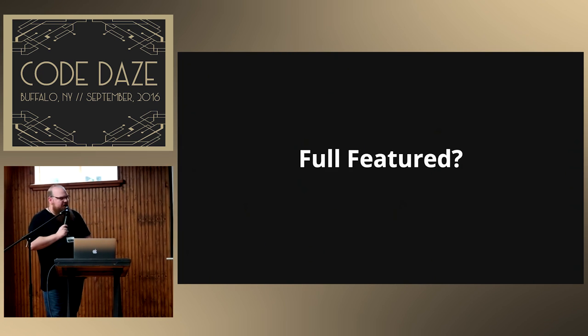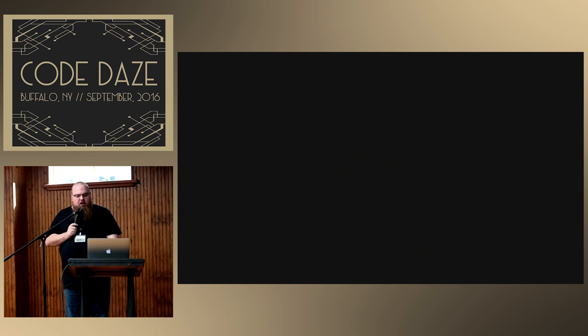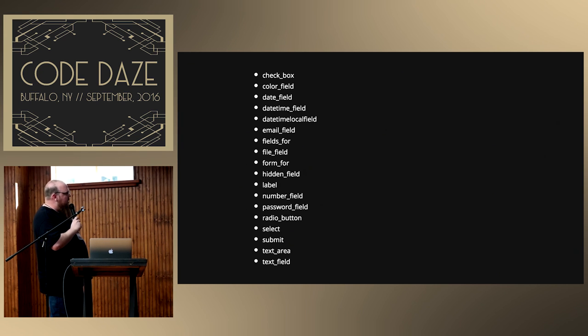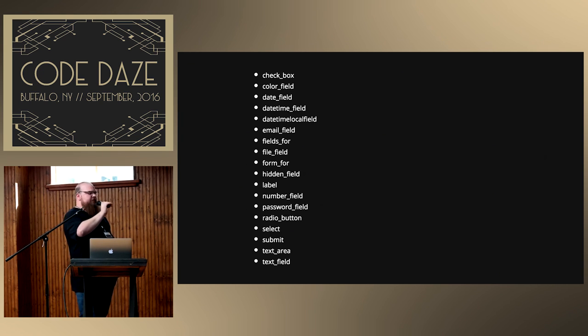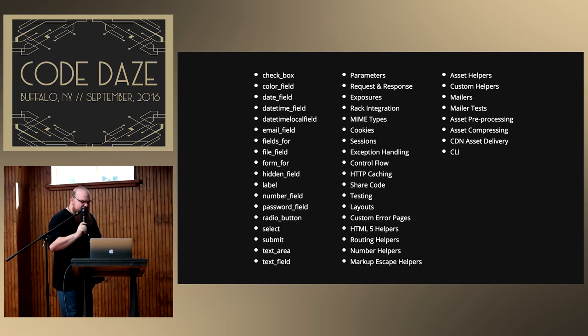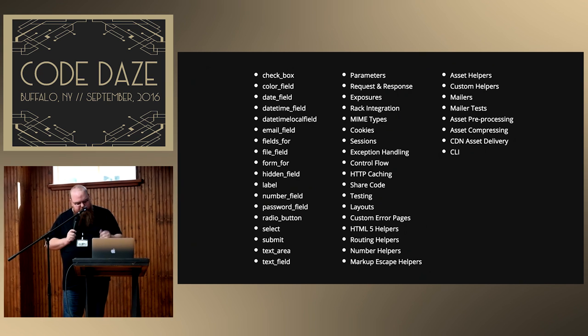So, to wrap it up, I said this thing was full featured, and I only went through a little bit of it. So I'm going to just list out some of the features. These are all your available HTML5 helpers. So you've got form, hidden field, number field, all the things you've come to expect from a form. And then these are all the other things it covers. You've got parameters, mounting, sharing, you can share code between apps, things like that. A lot of stuff that we don't have time to cover today.